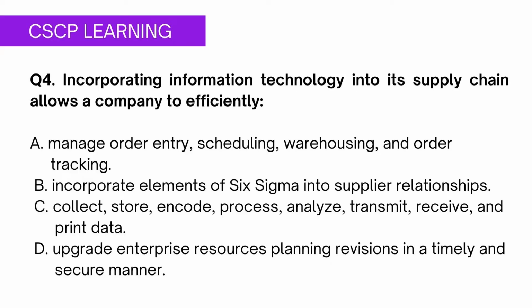Question 4. Incorporating information technology into its supply chain allows a company to efficiently, option A, manage order entry, scheduling, warehousing, and order tracking. Option B, incorporate elements of Six Sigma into supplier relationships. Option C, collect, store, encode, process, analyze, transmit, receive, and print data. Option D, upgrade enterprise resource planning revisions in a timely and secure manner.